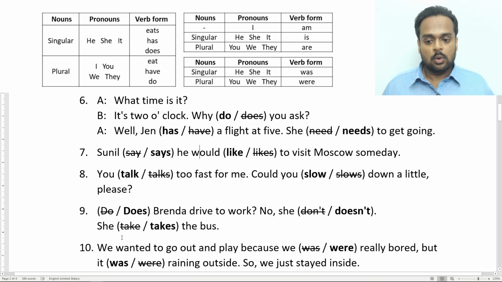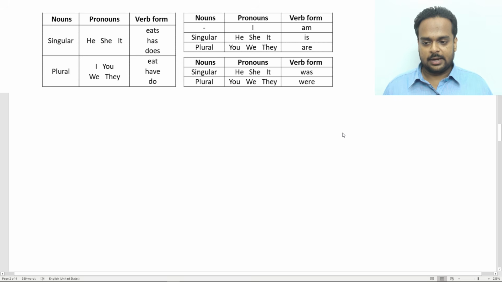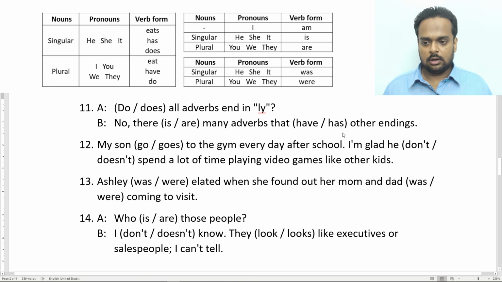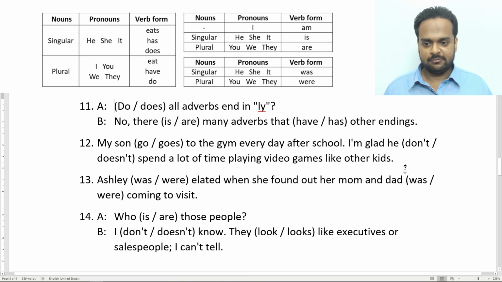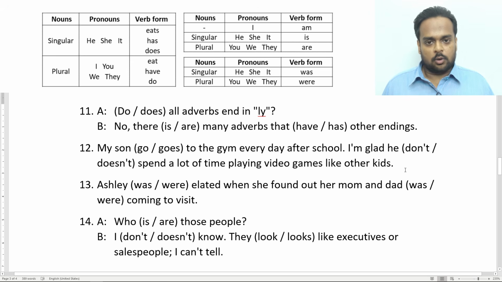Number 10, we wanted to go out and play because we were really bored. With the plural pronoun we use were in the past tense. So we were really bored, but it was raining outside, so we just stayed inside. It is a singular subject, so it was raining outside. Okay, now we move on to sentences number 11 to 14. Okay, stop the video, do the exercise, and then check.